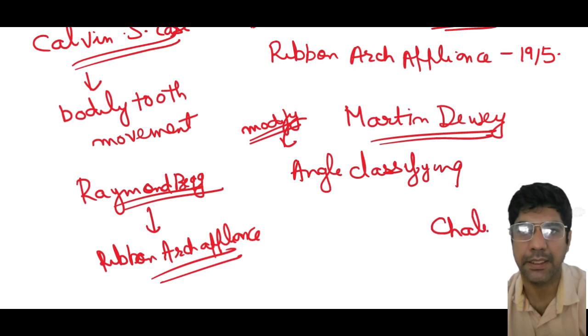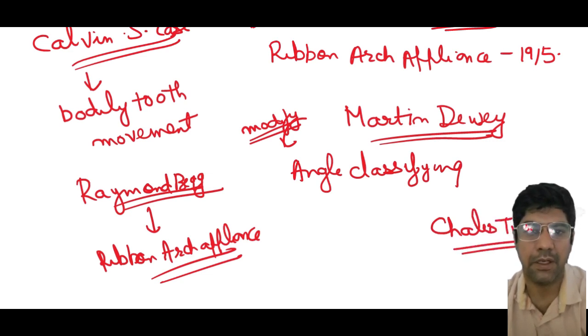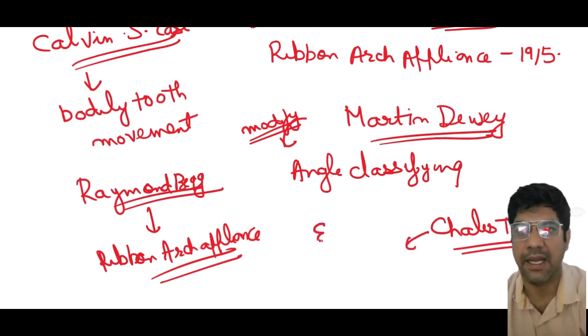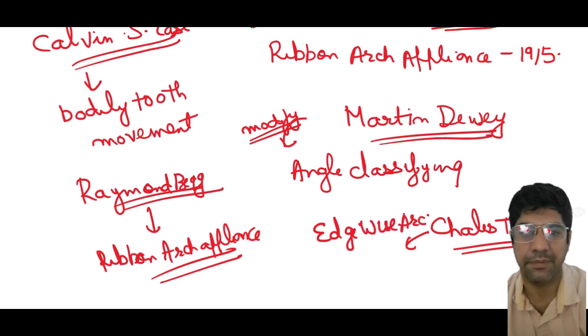Charles Tweed applied to the Angle School and worked closely with Angle for the last 2 years of Angle's life. He pioneered the use of edgewise arch mechanics.